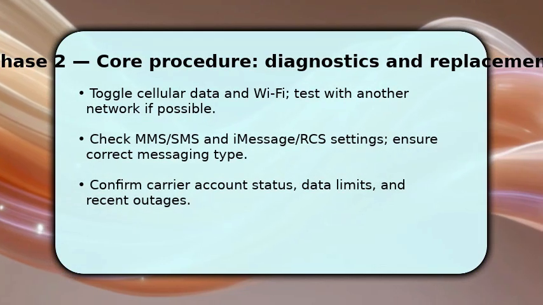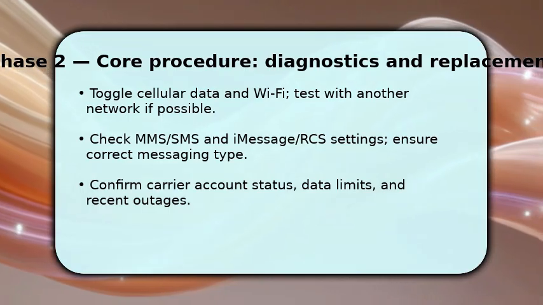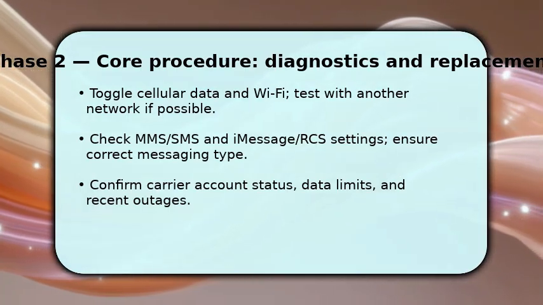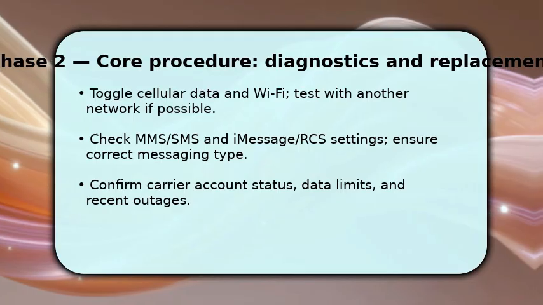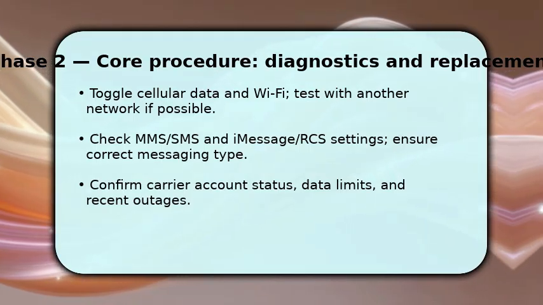Now you dig into network and service settings so messages can route properly. Toggle cellular data and Wi-Fi. Try sending over the alternate network to isolate the issue.